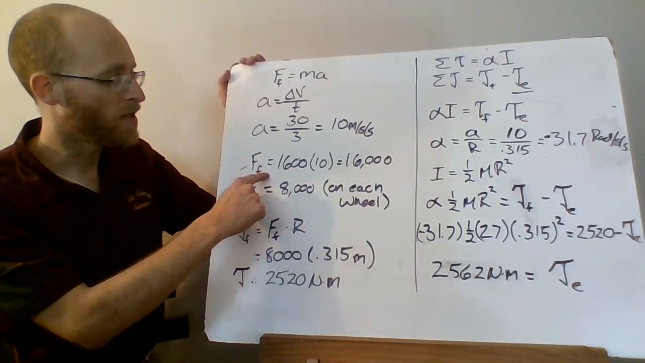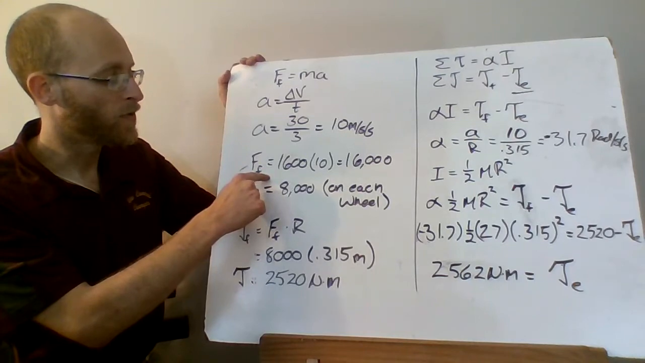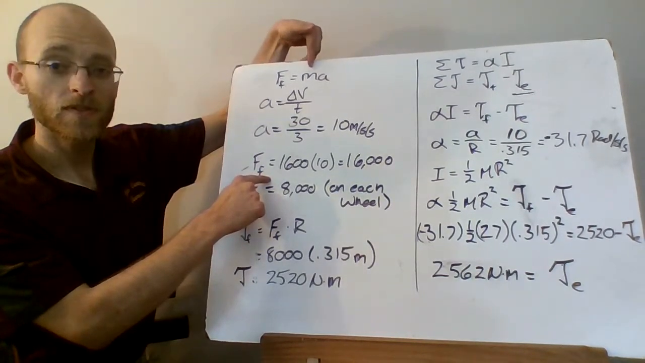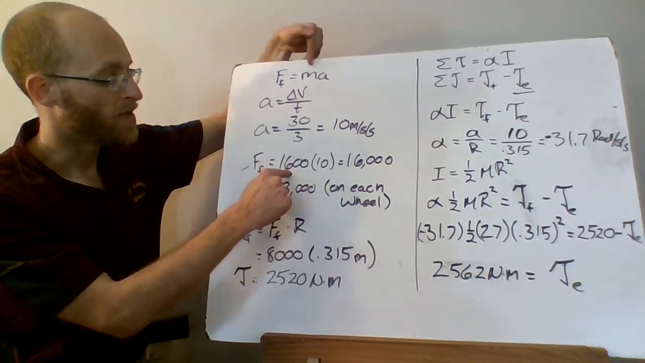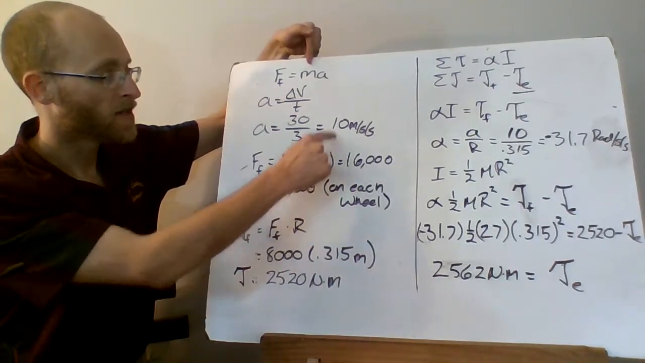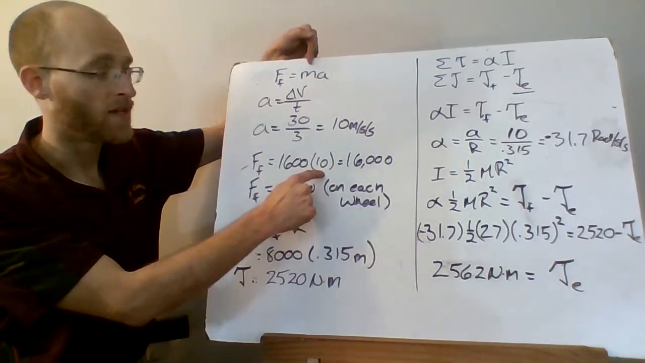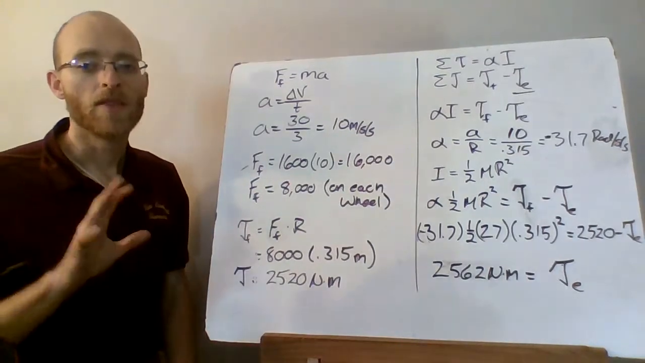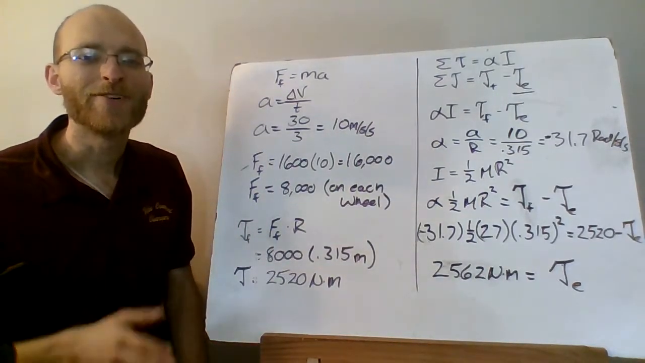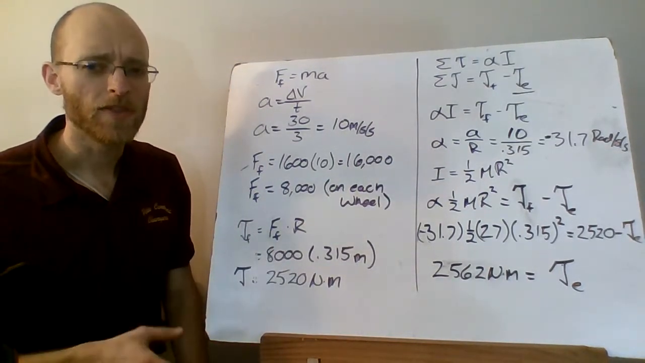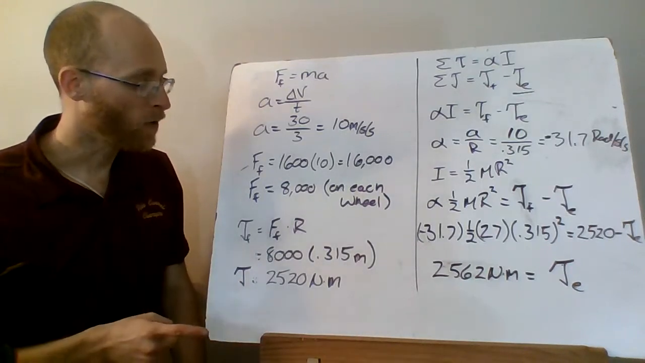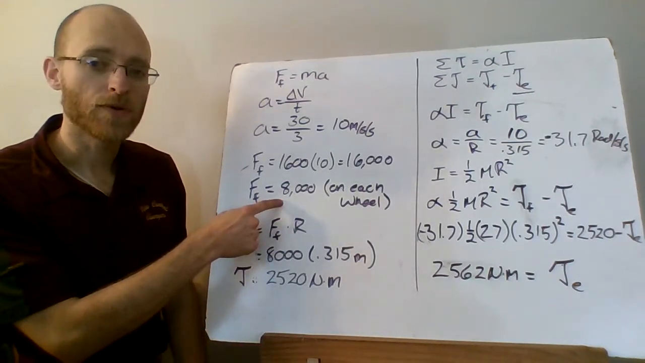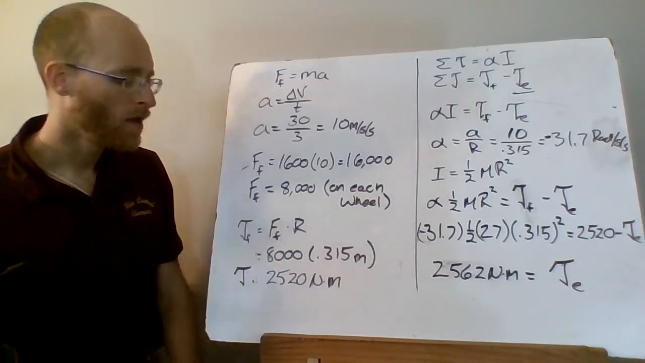Force friction then is going to be equal to, since it is my net force, friction is my ma, the mass, which was 1,600 kilograms, times the acceleration we just got of 10. That gives me 1,600. And this is when I realized, hey, wait a second, there's actually 2 wheels on the back of this vehicle. So that's actually 8,000 per wheel. All right.